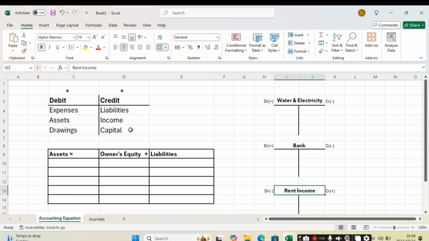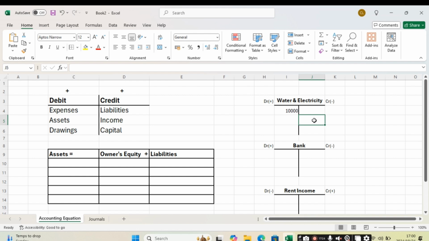Simple. Rent income is part of your incomes. So incomes increase on the credit side. Credit side, we have a plus, negative. Simple, straightforward. Okay. Water and electricity. So we have water and electricity. We're paying 10,000 for water and electricity. Say, for example, you're paying 10,000 for water and electricity every month.